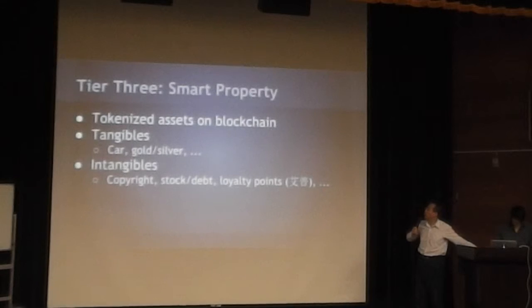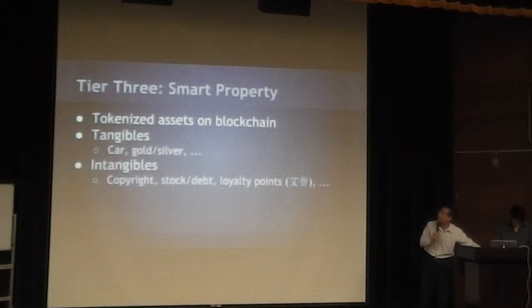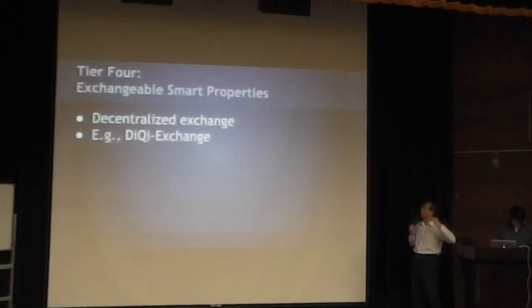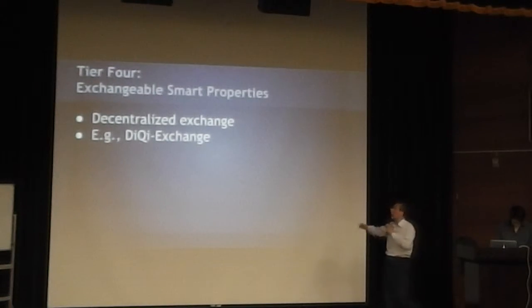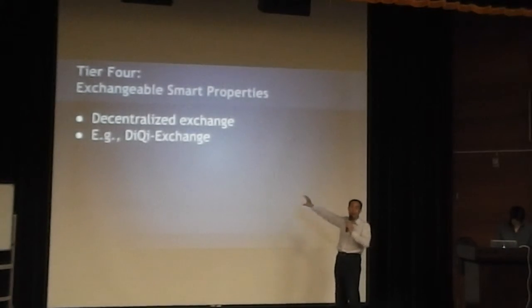And tier 3 is that we tokenize real world assets on the blockchain. This can be tangible assets, just like cars, gold or silver, or intangible assets, just like your ideas, your copyrights, stocks, and so on. The royalty points example is like Apple. Then tier 4 is the exchangeable smart properties. It's a decentralized exchange. We're working on building this exchange into the blockchain protocol.